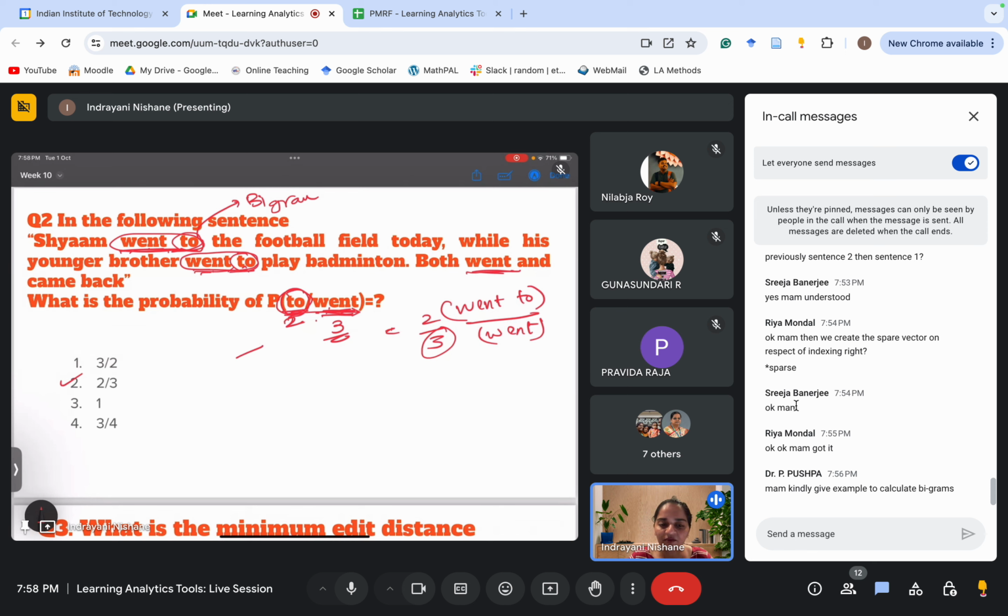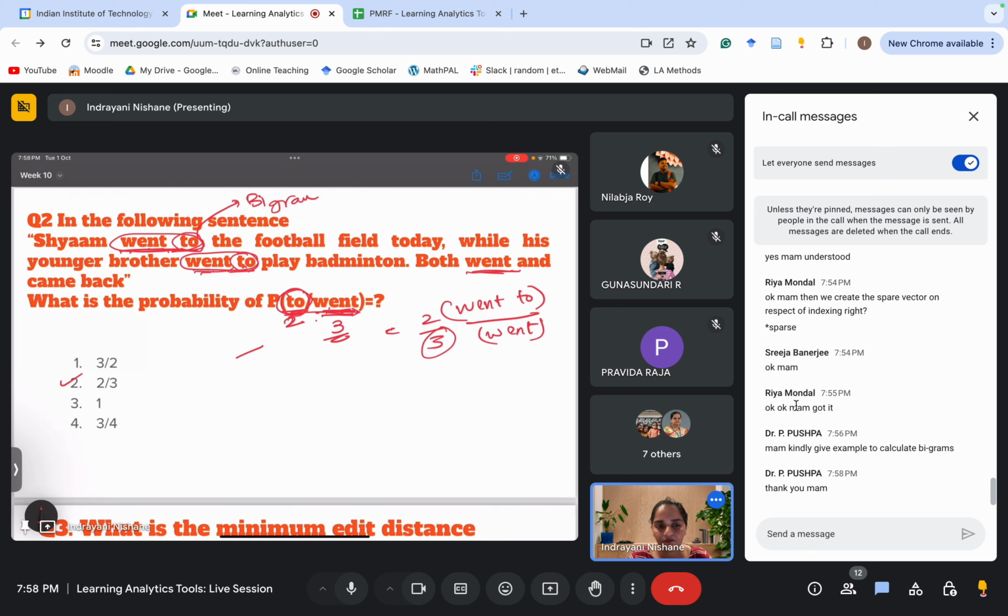So these types of probability calculation questions will be asked. For all these probability questions, you just have to count how many times they have occurred. The definition of probability: how many times that condition has occurred, divided by the total number of possibilities. So for "went to", the possibility of "to" occurring after "went" is every time "went" has occurred. How many times has "went" occurred? 3 times. Out of that, how many times has "went to" occurred? 2 times. So the answer is 2 by 3.